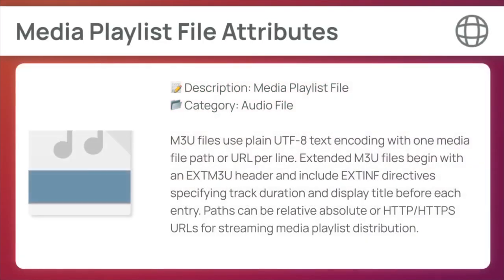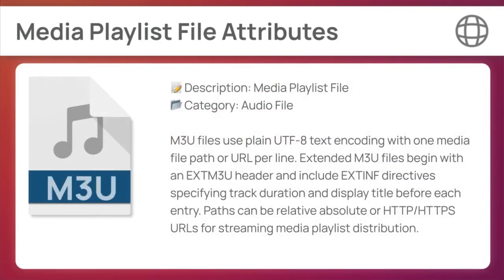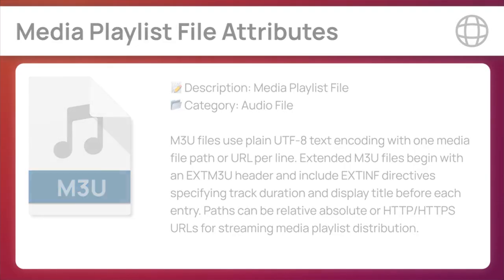M3U files use plain UTF-8 text encoding with one media file path or URL per line. Extended M3U files begin with an EXTM3U header and include EXTINF directives specifying track duration and display title before each entry. Paths can be relative, absolute, or HTTP/HTTPS URLs for streaming media playlist distribution.